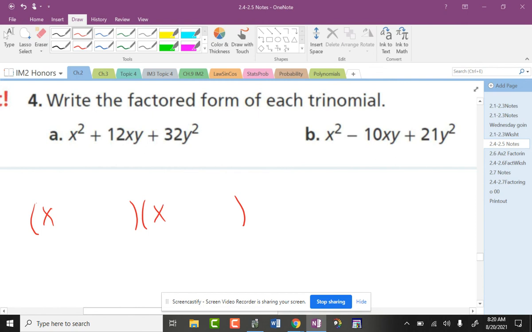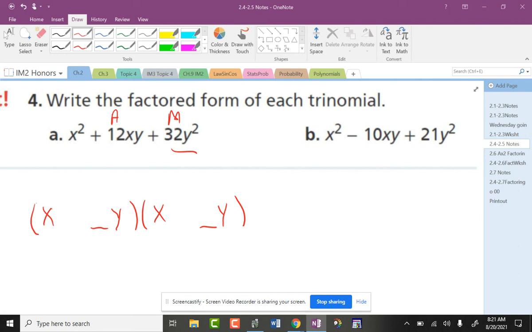But then in your second term, you're going to have a y and a y here, because y times y is y squared. So that'll accomplish the y squared at the end. Once you understand that, then it's still a simple MA analysis. What are the numbers here? All you have to focus on is the 32 and the 12. Does that make sense?